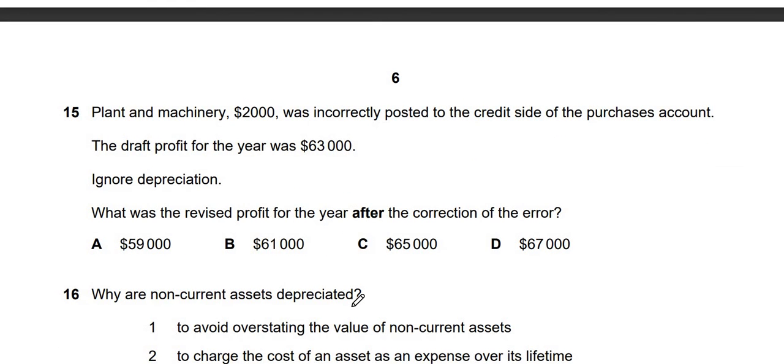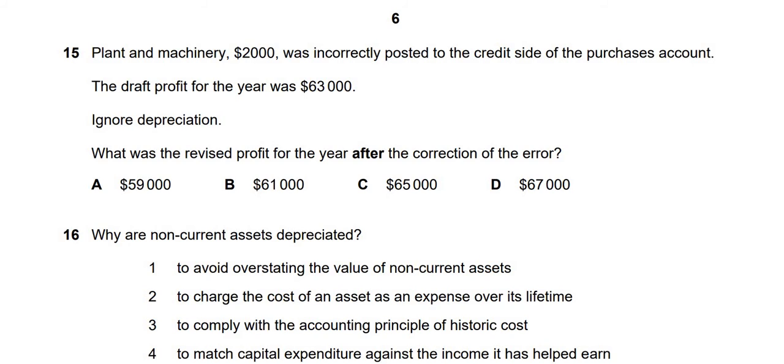Question number 15. It says plant and machinery 2000 was incorrectly posted to the credit side of the purchases account. The draft profit for the year was 63,000. Ignore depreciation. What was the revised profit for the year after the correction of the error? So look, revised profit would actually be 63,000.